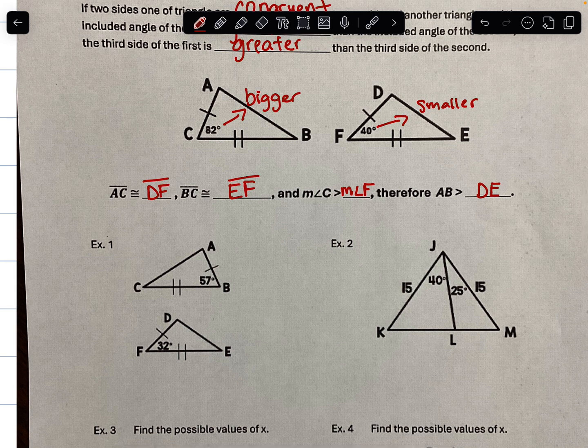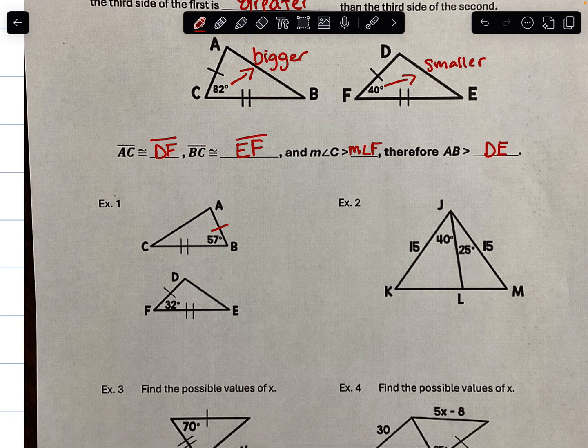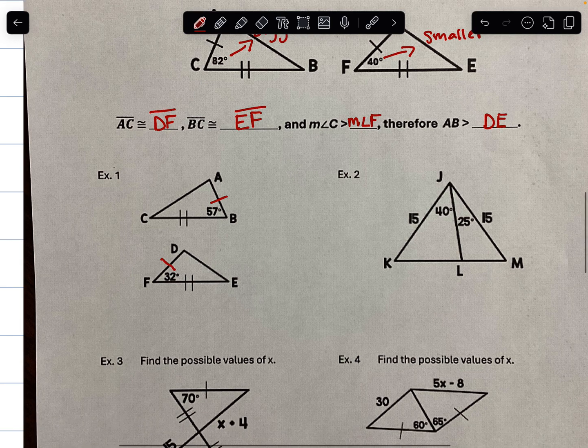So, example 1. We do have two sides congruent. Side AB is congruent to DF, and side CB is congruent to FE. So all that's going to tell us is this side, AC, has to be what? Bigger than DE.